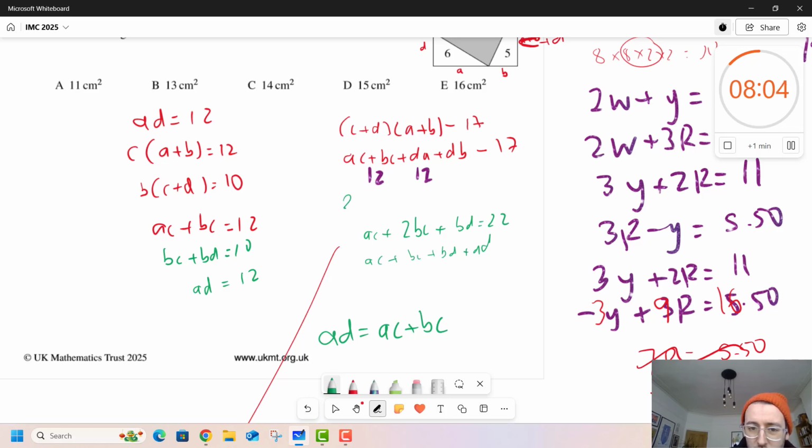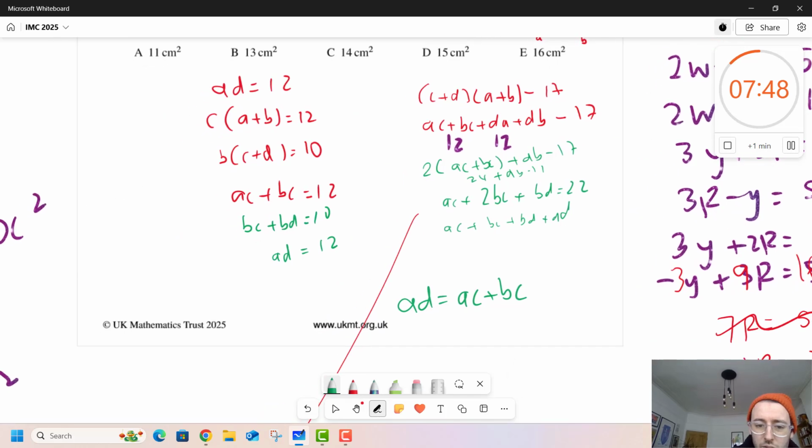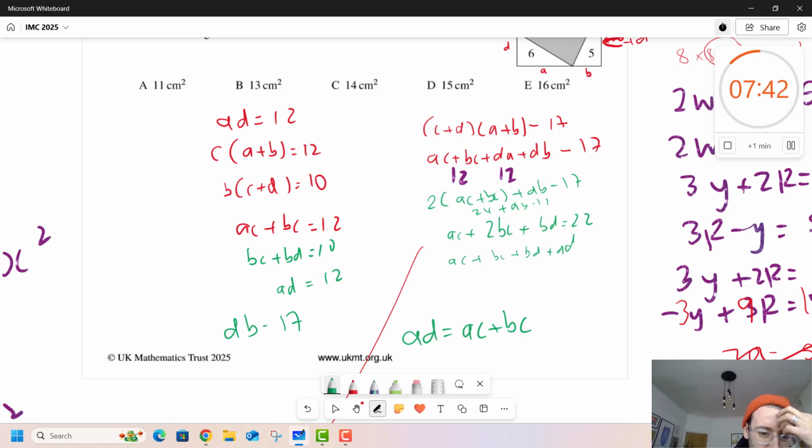So really I've got 2 lots of AC plus BC plus DB minus 17. AC plus BC is 12, so that's 24 plus DB minus 17. So we just want to do DB minus 17. And DB... I feel like I have enough information.